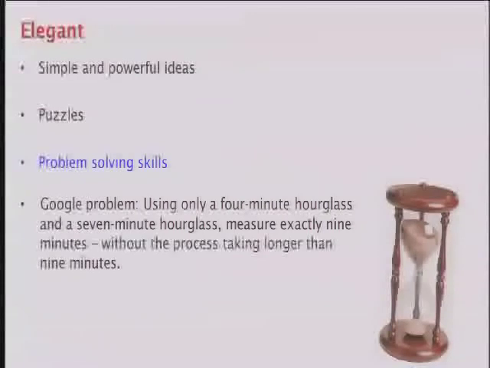Okay, well, you just start to flip these, and then when the 4 runs out, you flip them both back, and there will be 3 in the other one still left. And so once those 3 run out, then you flip them both again, and there will be 1 left in the 4. Once the 1 and the 4 runs out, you flip the 7 again, and there's only 1 left.